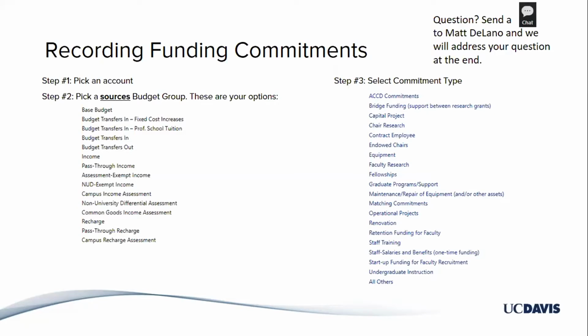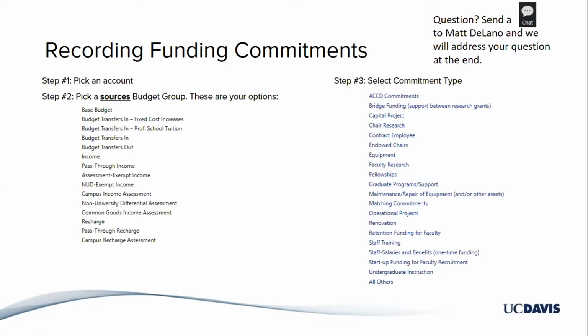So when you want to actually pick a funding commitment budget group, there are only these ones listed here that you can select from to actually record a funding commitment. So there's base budget, there's transfers in and out, there's NUD, recharge, etc. And this selection, this number 2 selection, is the most important selection, and it drives how this commitment is recorded in AggieBudget. And I'll show you that a little bit later.